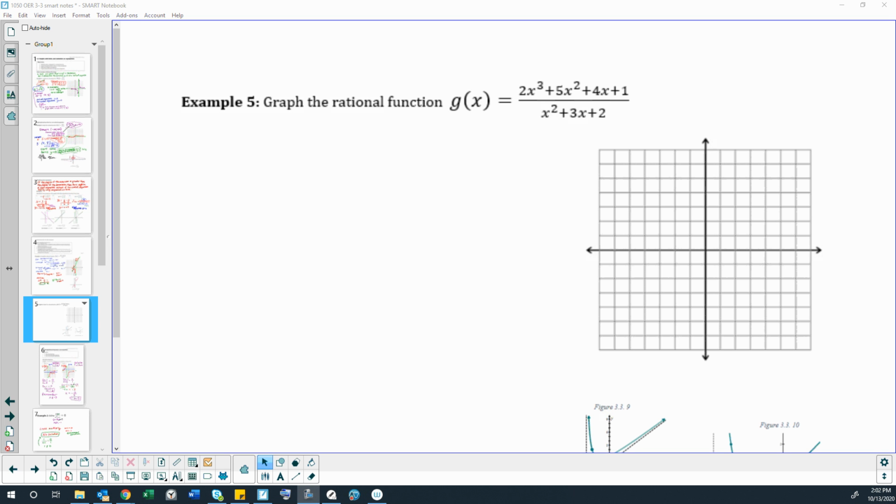All right, section 3.3, example 5. Step 1, let's factor. Ooh, how do we factor this ugly thing? Well, that could be fun. Let's start by factoring the denominator.